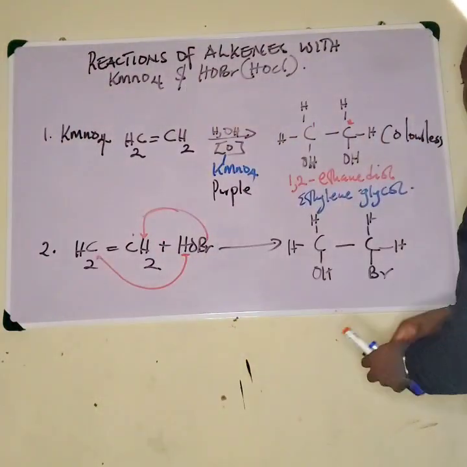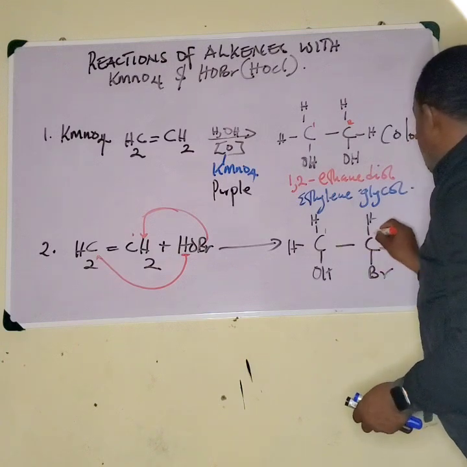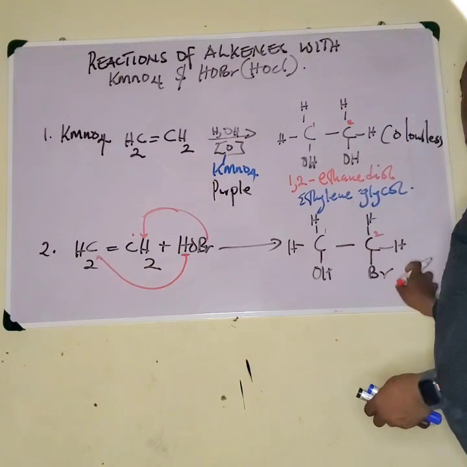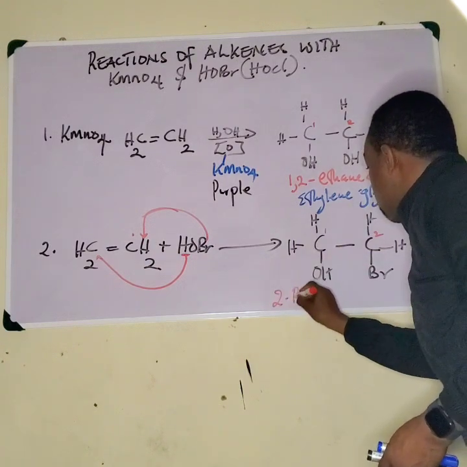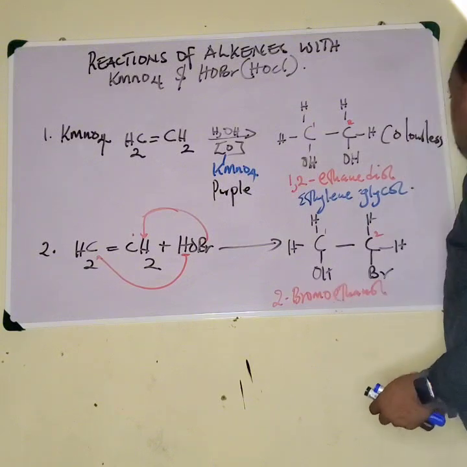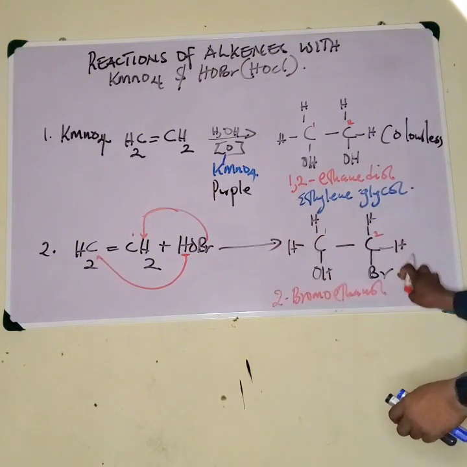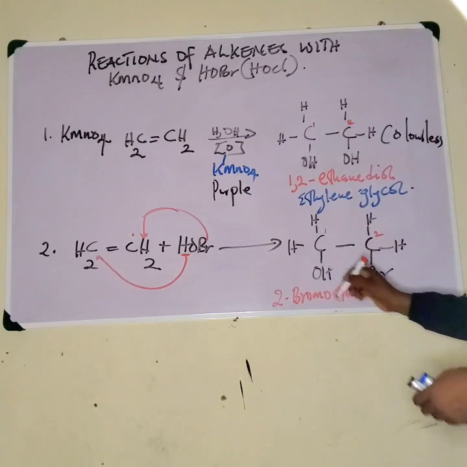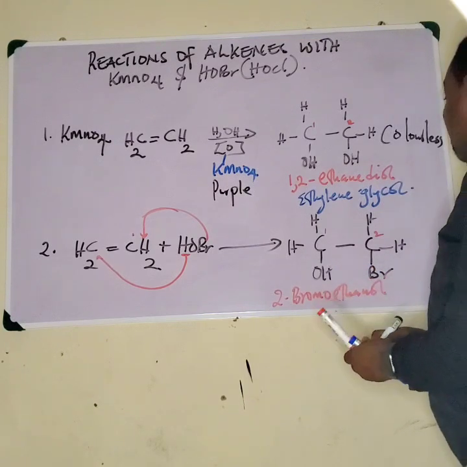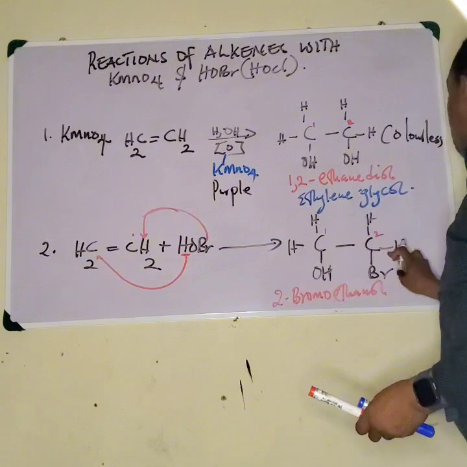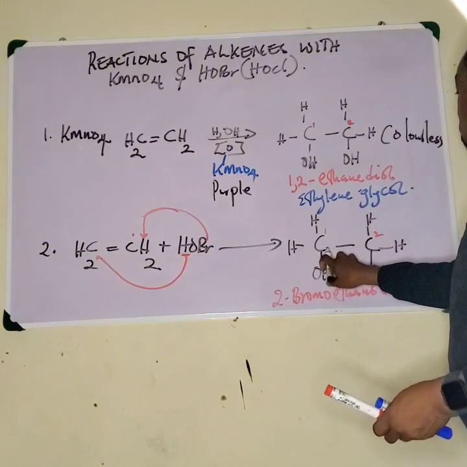And this compound, we can name it 2-bromoethanol. We are going to give the functional group first, the lowest number. You cannot say 1, 2.